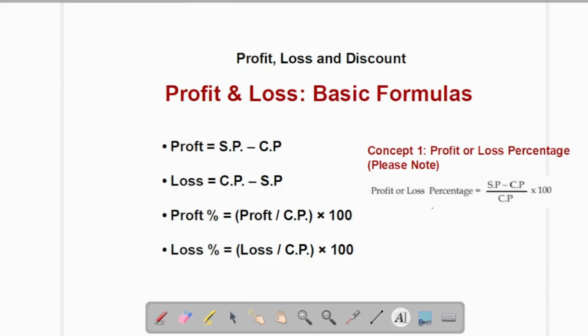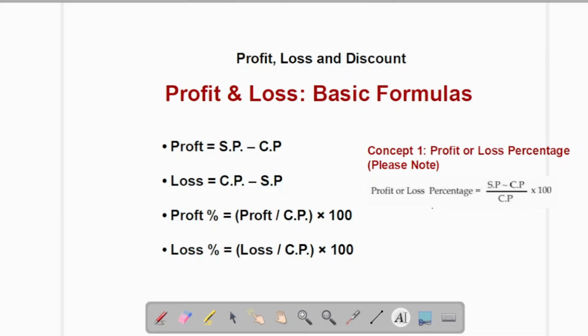Now whenever we calculate the percentage of loss or profit, we need to calculate the difference between selling price and cost price, divide this difference by the cost price, and multiply by 100. It's just like what we did in the percentage concept. If your profit or loss percentage comes out positive, you are making a profit. If it comes out negative, you are making a loss.